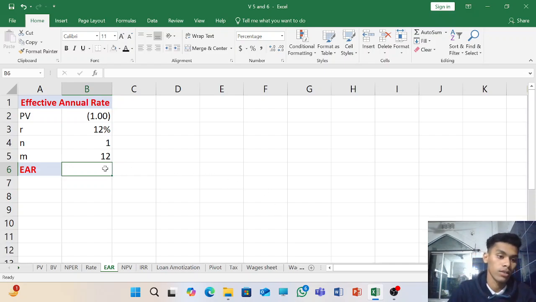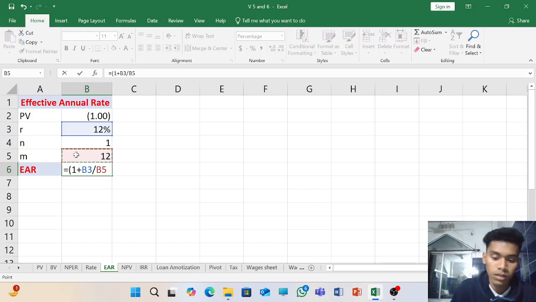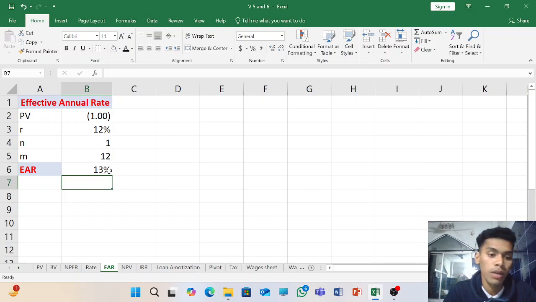And next we calculate EAR. This is a different formula from the other Excel sheets that used NPER, rate, present value and bond value. So in EAR we calculate equal bracket, 1 plus rate divided by month, bracket close, to the power of the compounding period, that means M, minus 1, and enter. We can see that the effective annual rate is 13%.